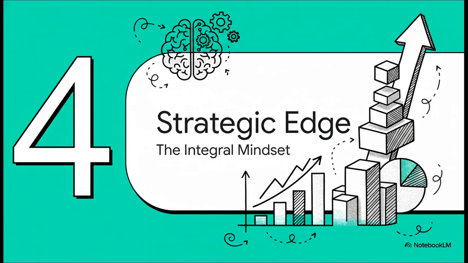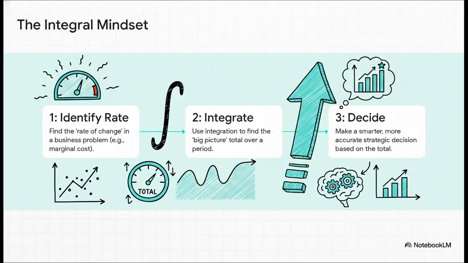So let's bring this all together. The big takeaway is this. We've done a lot more than just solve a few math problems today. We have introduced a whole new way of thinking about business data. This isn't just about calculation, it's about developing a new strategic framework, a new mindset for leadership. Let's actually give it a name. Let's call it the integral mindset. It's a simple three-step strategic process.